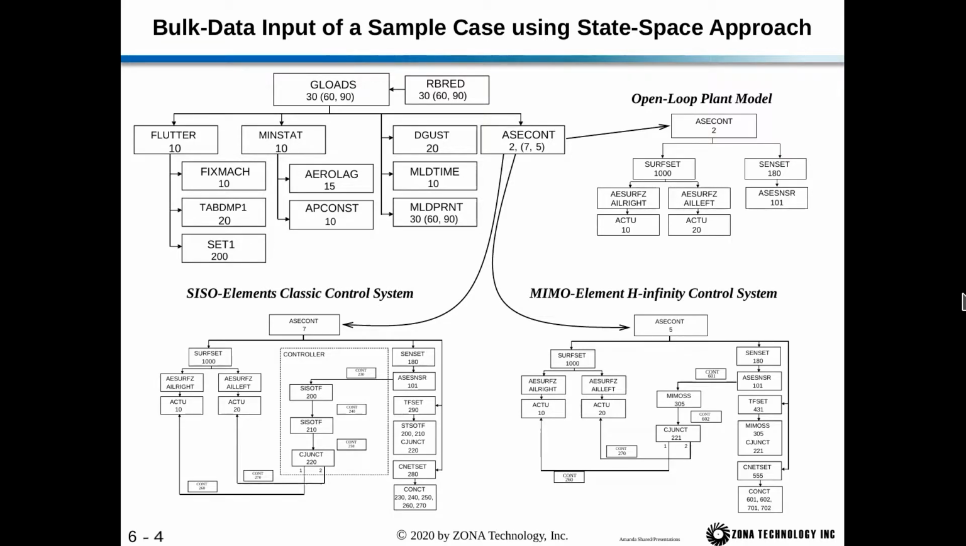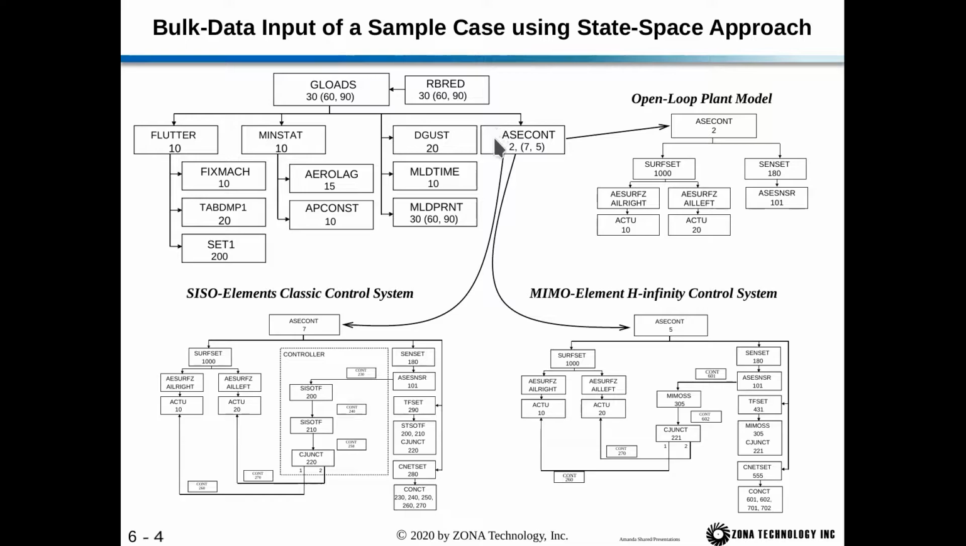Okay, so this is an example of the bulk data cards that we would use in a state space approach. So we have the GLoads bulk data card, and then we have the rigid body reduction bulk data card to clean up the rigid body modes. The GLoads card, then, much like the ASC bulk data card, refers to the flutter and MNStat. The flutter card defines the analysis parameters, and then the MNStat card defines the RFA parameters.